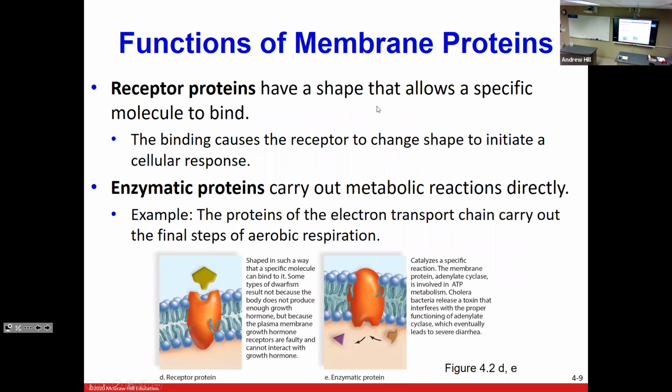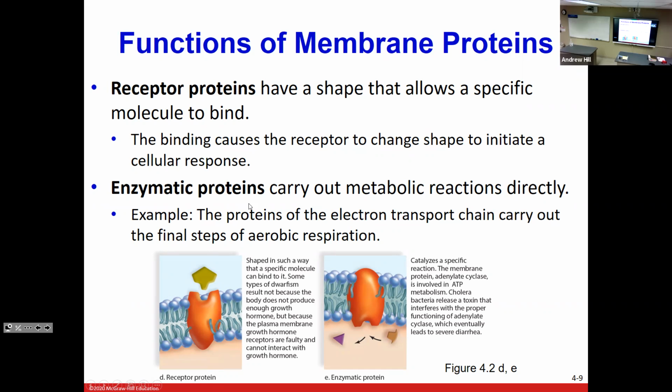Receptor proteins have a shape that allows a specific molecule to bind. So here's a receptor protein. All the cells in your body have these receptor proteins, and they have a very specific little cleft with a specific shape. It typically binds to a very specific molecule, which could be a neurotransmitter or a hormone. Once this molecule binds to the receptor protein, a shape change will occur in the protein. There's a huge variety of different things that can happen. Basically, the protein changes shape, and this can trigger a number of things within the cell.